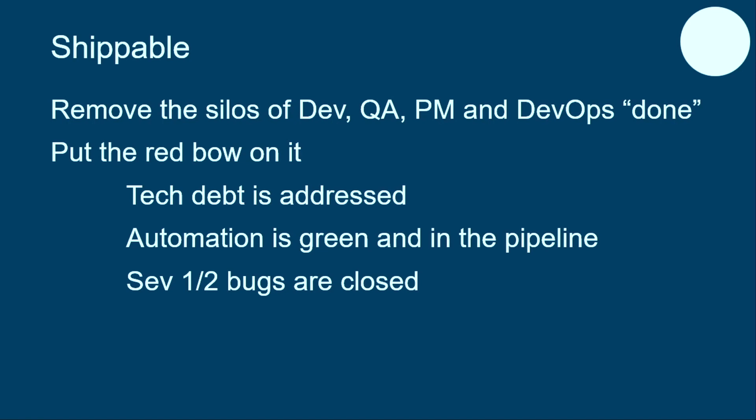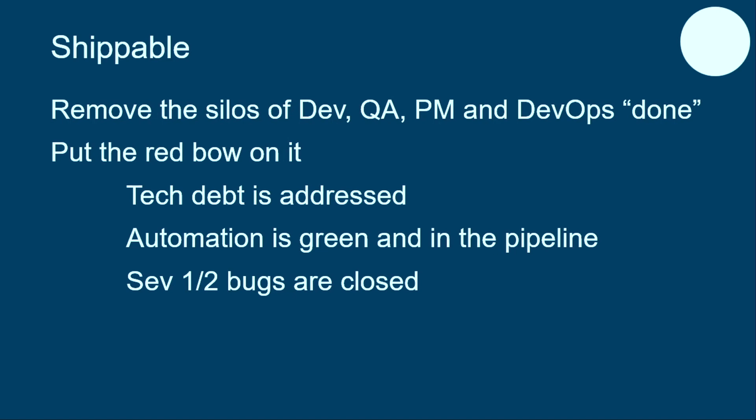And then that story is not considered done or shippable until all of those things are in there. So our tech debt is addressed. Our automation is green and in the pipeline, whether it's coming from test or whether it's coming from development. Another piece in here, and this may vary with your company or with your team, we like to say all Sev 1 and 2 bugs that we've found during our testing cycle have been closed. And anything that's not closed should be handled by product.